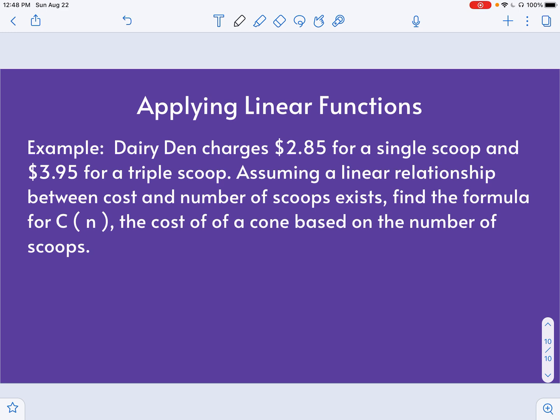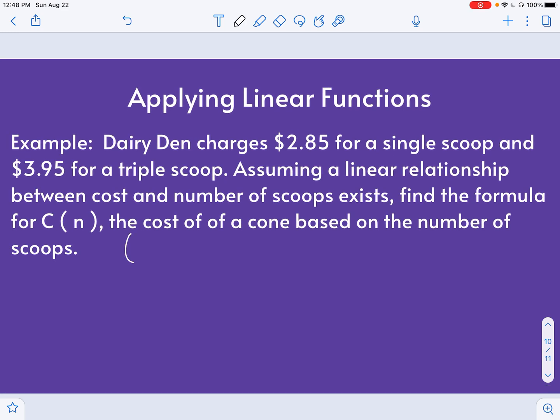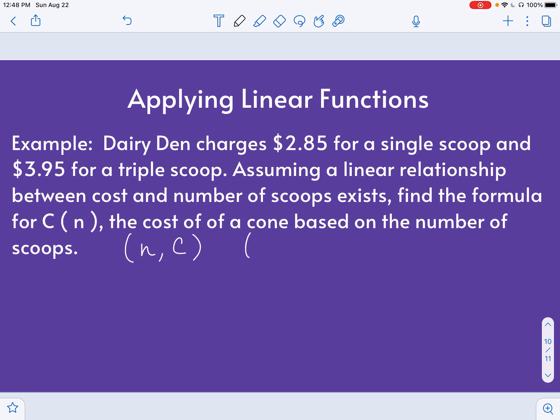So let's take what we know and rewrite it as coordinates. I know the number of scoops is my independent variable because the more I order, the more it will cost. So each of these coordinates are going to be number of scoops and then cost. If we get 1 scoop, it's $2.85. And if we get 3 scoops, it's $3.95.